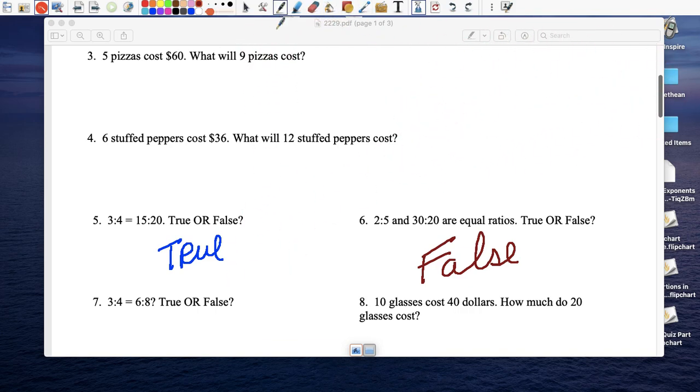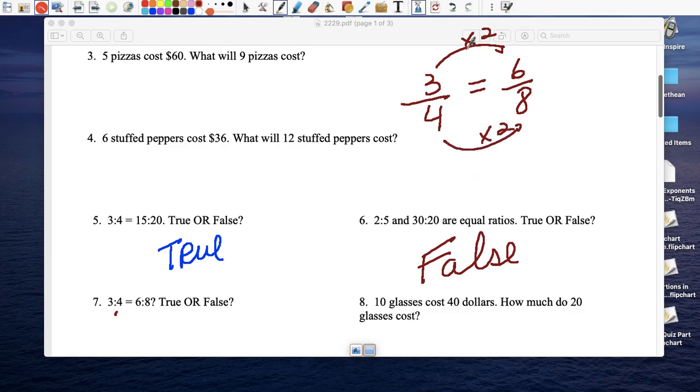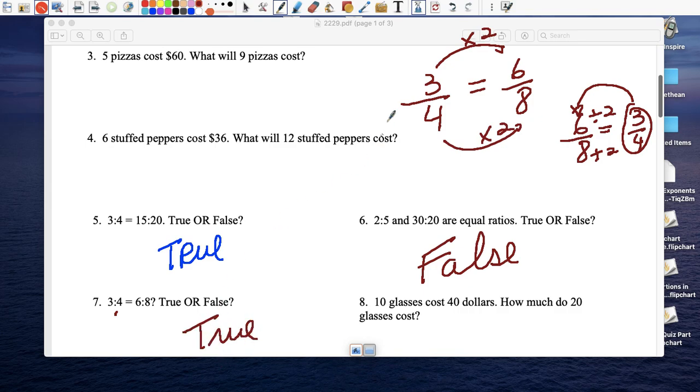We're going for number 7, we have 3 over 4 equals 6 over 8. Is that true or false? Well, times 2. Is that the same, right? Times 2 and then times 2. 3 times 2. So 6 over 8 is 3 over 4. So if you have a calculator and you simplify, you divide this by 2, you get 3. Divide this by 2, you get 4. Look, they're the same. So 3/4 and 6/8 is the same. So this one is true.